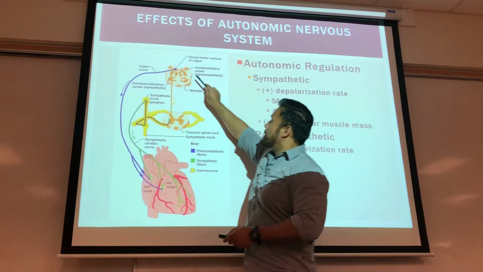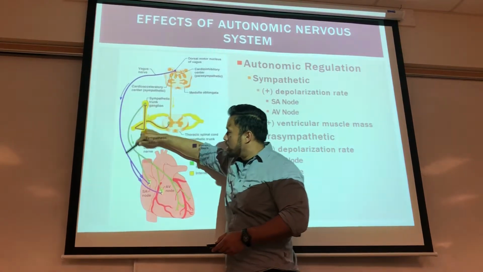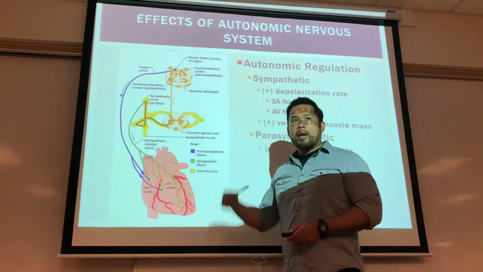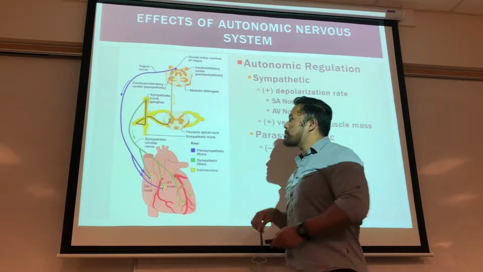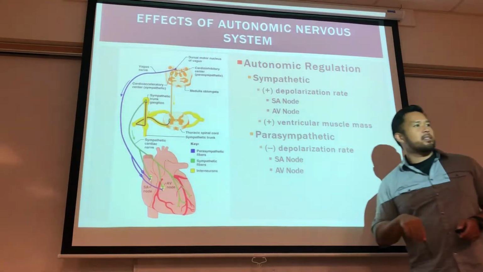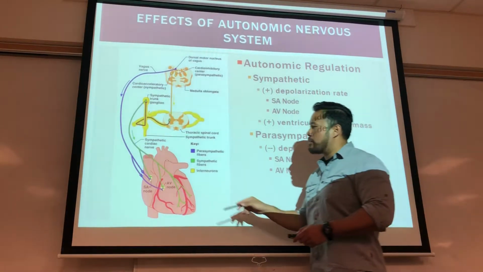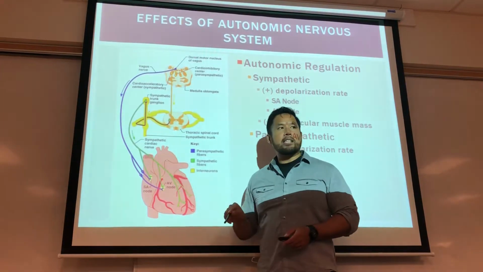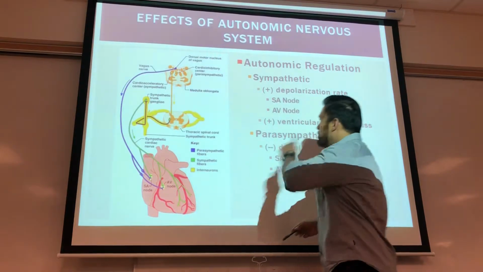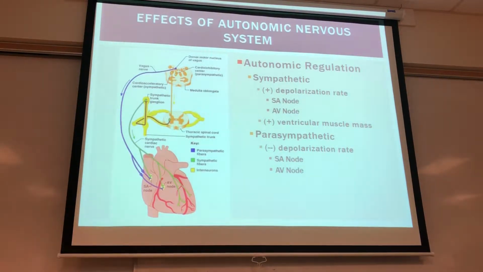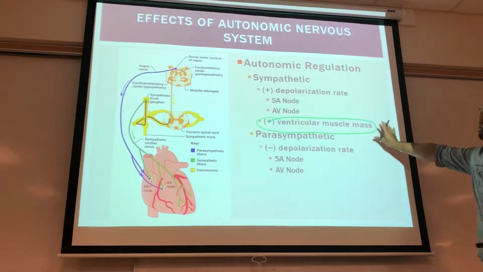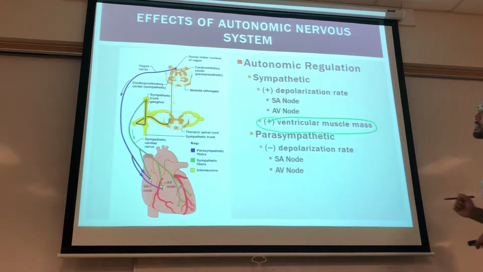Now, the parasympathetic output does the exact opposite. It innervates the SA node and AV node, and parasympathetic is going to slow that down. So remember, parasympathetic is rest and digest. So we want to bring that back down from 100 beats per minute to about 60 to 70 beats per minute. The only difference between the two is that the sympathetic output targets ventricular muscle mass, and something that we'll learn later, it'll also affect the vessels as well, the veins.